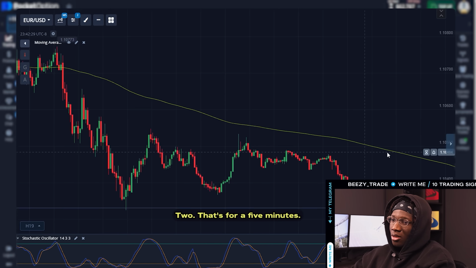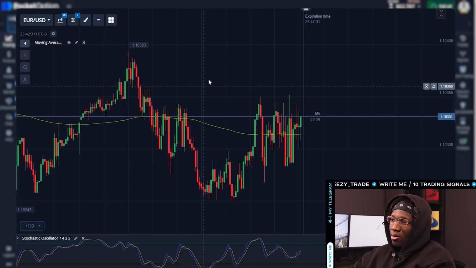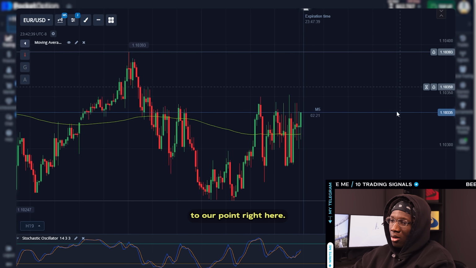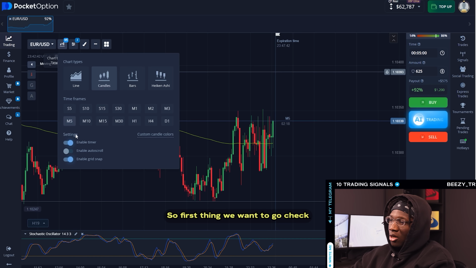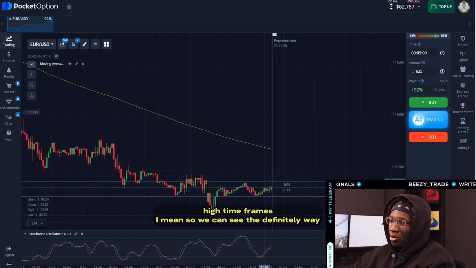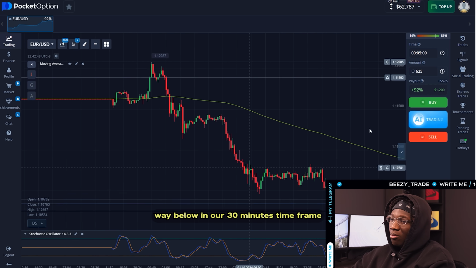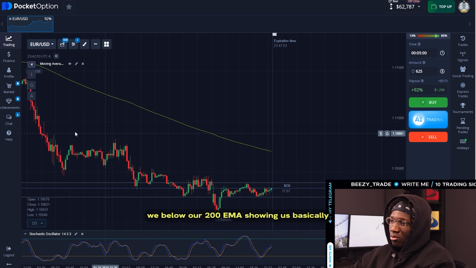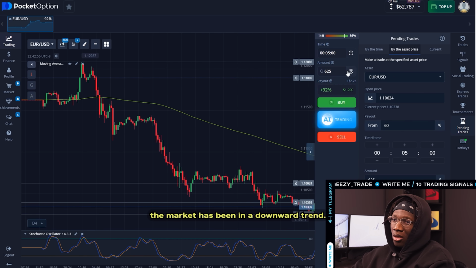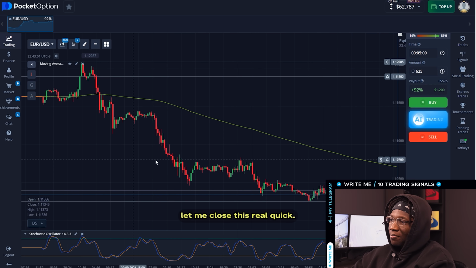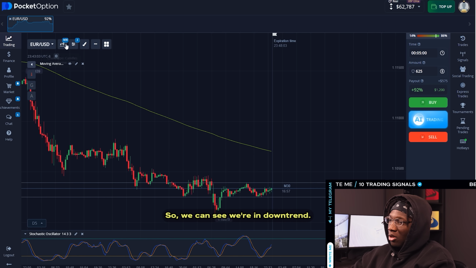That's for 5 minutes. You can see another one right here, and just to get closer to our point right here. So first thing we want to go check also our higher time frames, so we can see that definitely we're way below in our 30 minutes time frame, way below our 200 EMA, showing us basically the market has been in a downward trend. Let me close this real quick. So we can see we're in downward trend.